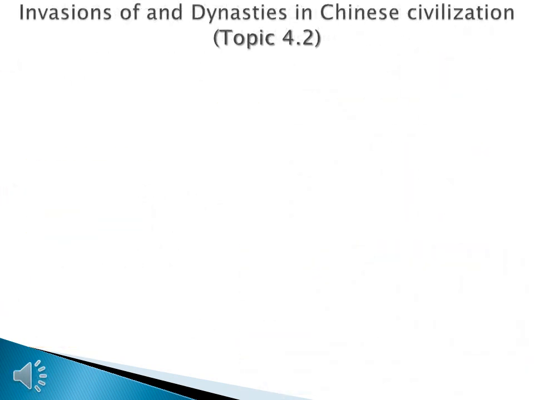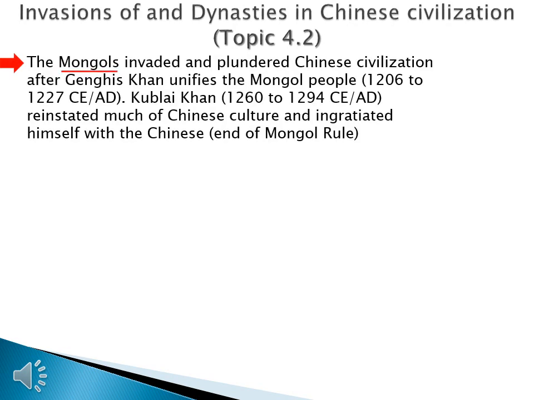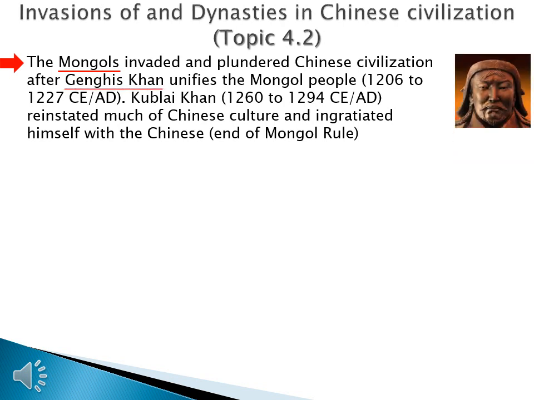Next, we learned about invasions of and dynasties in Chinese civilization, topic 4.2, and we learned that the Mongols invaded and plundered, or stole from, Chinese civilization after Genghis Khan unified the Mongol people from 1206 to 1227 CE. That's after the birth of Jesus Christ. Kublai Khan, who's around from 1260 to 1294 CE, reinstated much of Chinese culture and ingratiated himself with the Chinese. That's the end of Mongol rule.